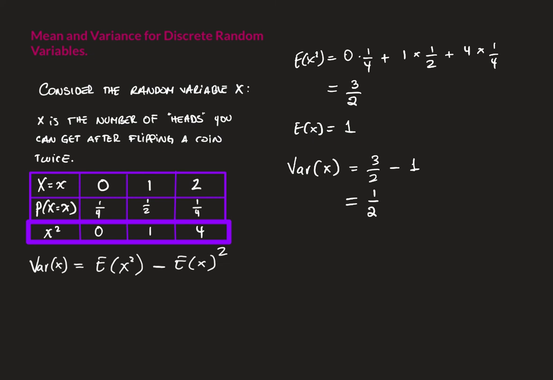Now, if we're interested in finding the standard deviation, what we do is take the square root of the variance. So if we wanted to find the standard deviation, we take the square root of the variance, which means the square root of 1/2. So the standard deviation would be the square root of 2 divided by 2. And this is how we're going to find the mean and the standard deviation for a discrete random variable.